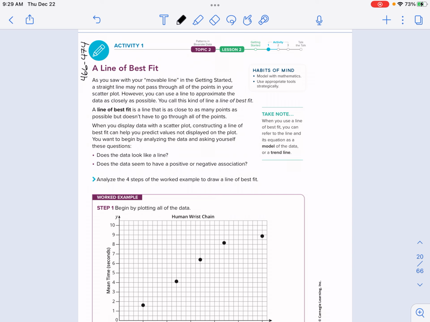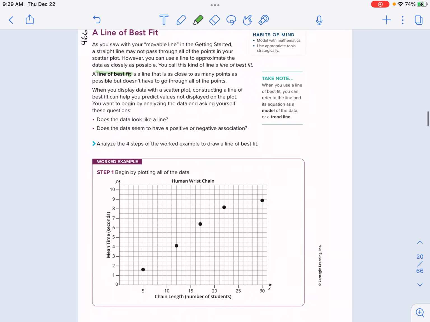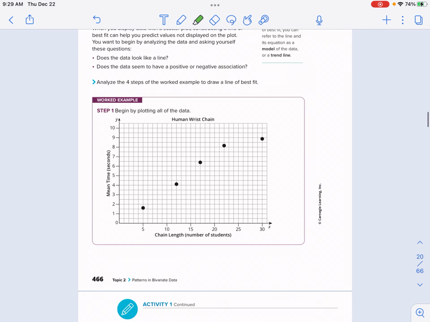So with this, it says a line of best fit is a line that is as close to as many points as possible, but doesn't have to go through all the points. When you display the data with a scatter plot, constructing a line of best fit can help predict values not displayed on the plot, either off the graph or maybe in between points. So the steps of how to create a line of best fit.